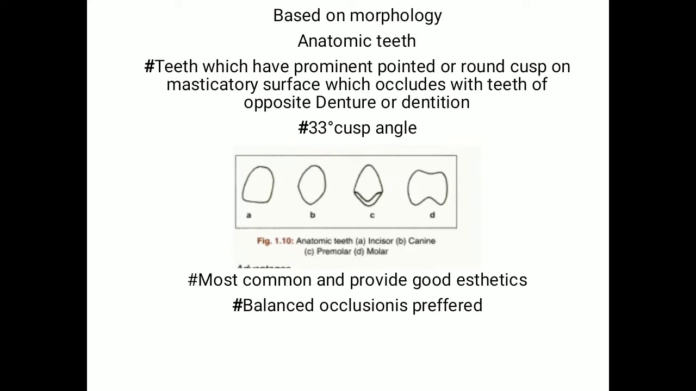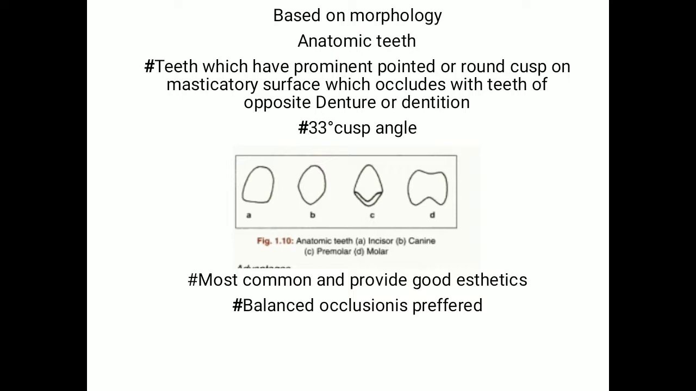Next, we have seen till now based on material. Next we go into the classification based on morphology. That's the anatomic teeth. The anatomic teeth have prominent pointed or round cusps on the masticatory surface which occlude with the teeth of the opposite denture or dentition.